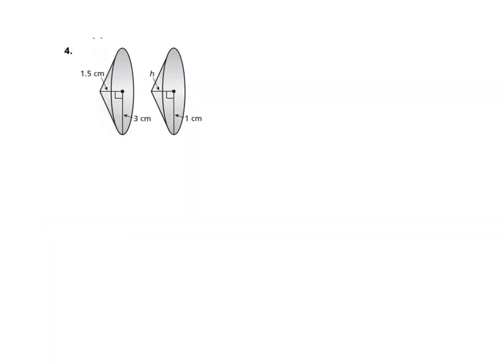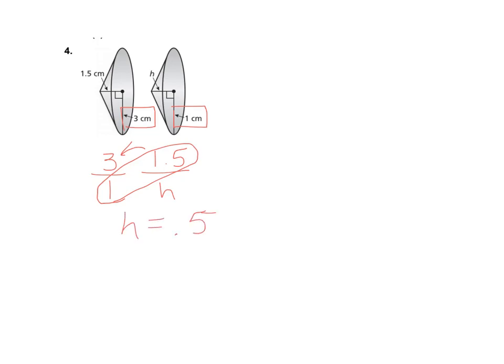And once again, on number 4, we're trying to find what h is. So let's look for corresponding things that are in the same position. So I would say 3 corresponds to 1. 1.5 corresponds to h. Now you would multiply across, so 1.5, and then you would divide that by 3. 1.5 divided by 3 is a half. So h would be equal to 0.5.